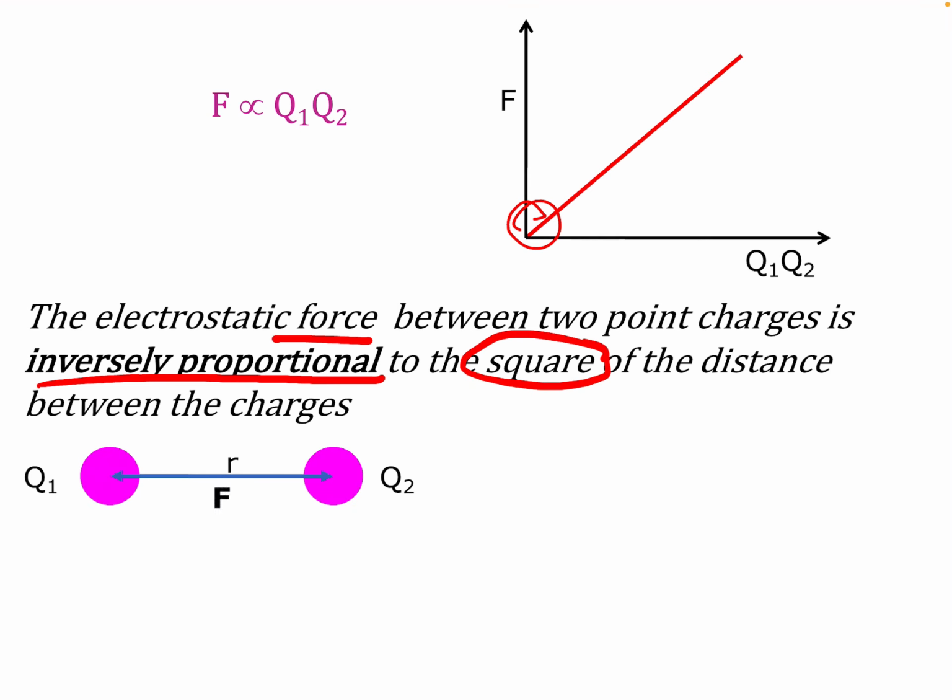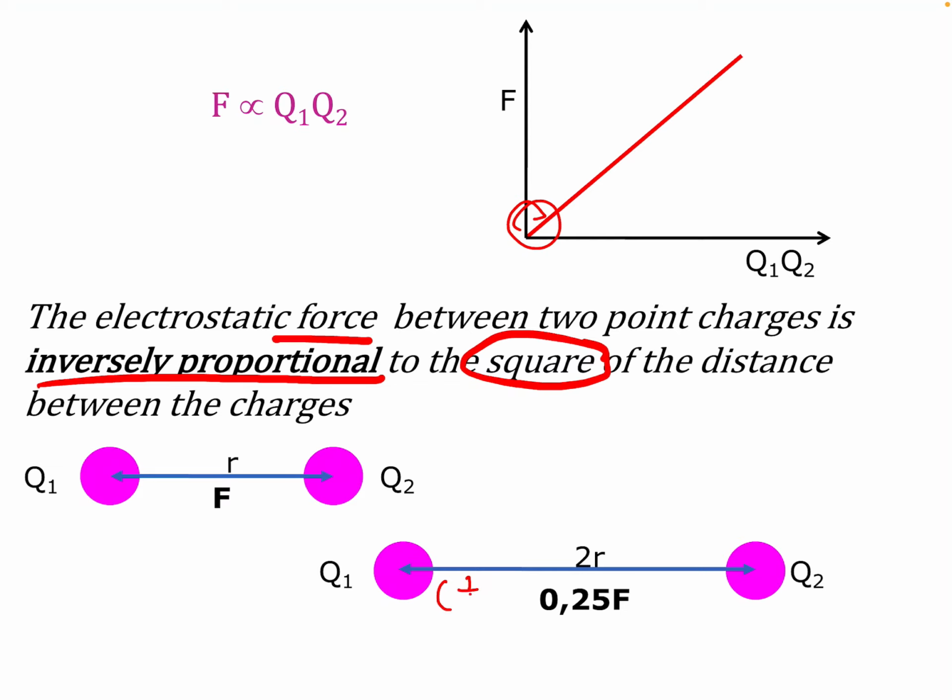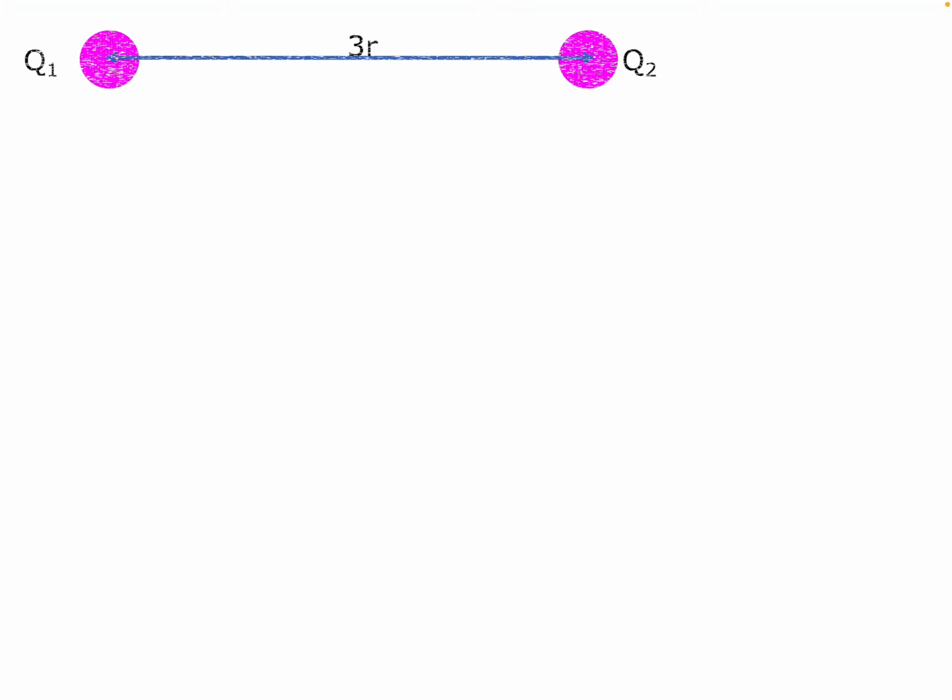When I have Q1 and Q2, force F between them. I double the distance, they now are a quarter. This is the same as 1/4 of the original F. If I make the distance 3 times, it's 0.11, which is 1/9 of the original force. So, force is directly proportional to the inverse of R squared. In other words, inversely proportional to R squared.